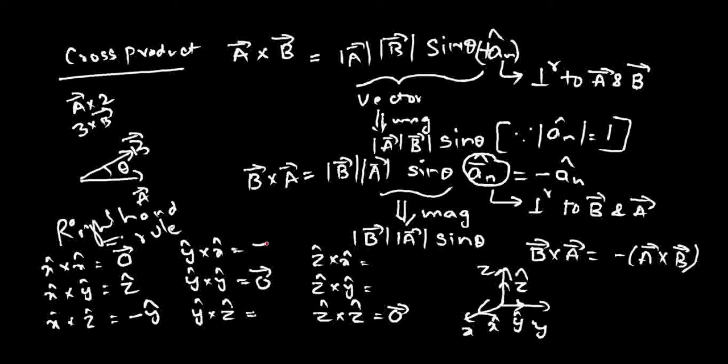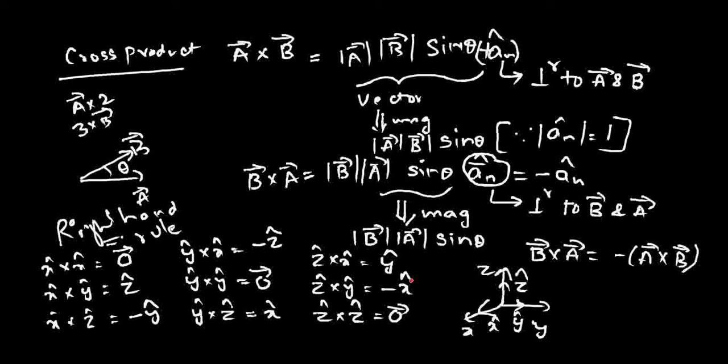Y cap cross z cap would be minus z cap. Curl your fingers. Y cap cross z cap would be equal to x cap. Z cap cross x cap will be equal to y cap. Z cap cross y cap is equal to minus x cap.